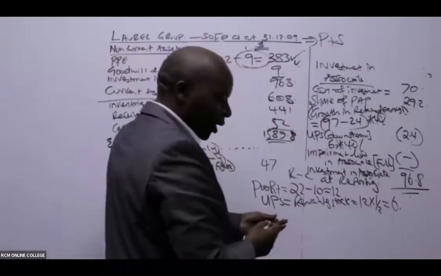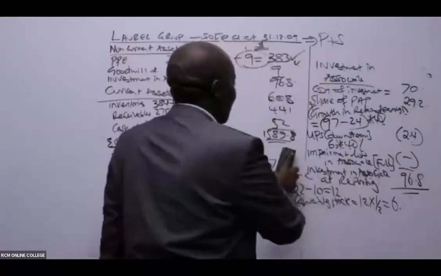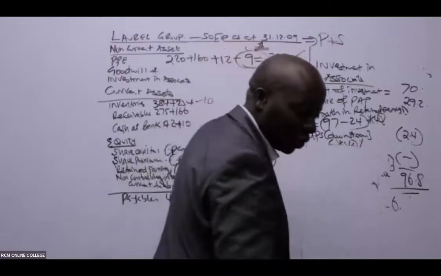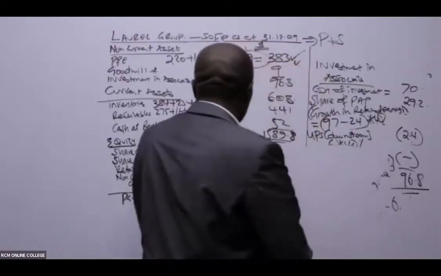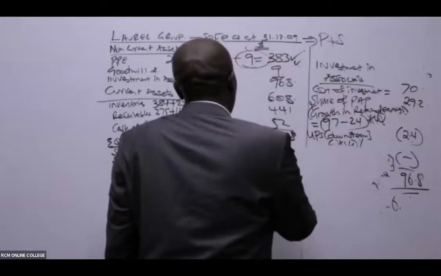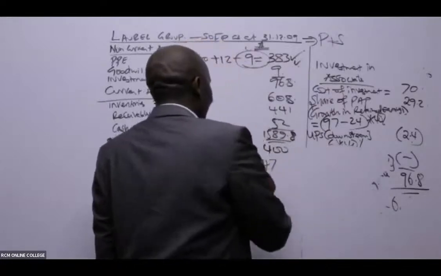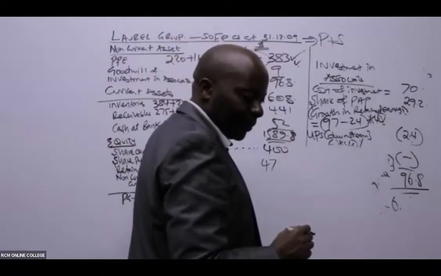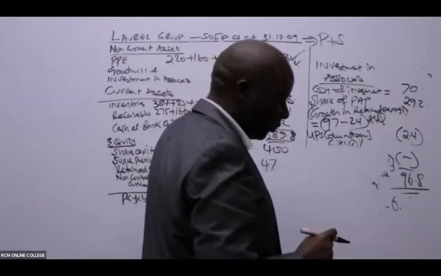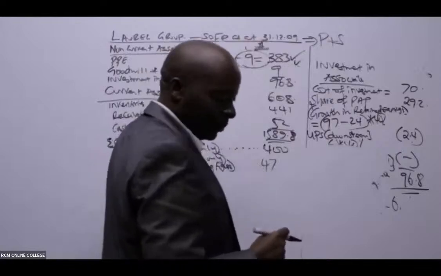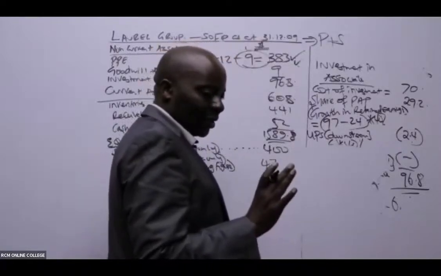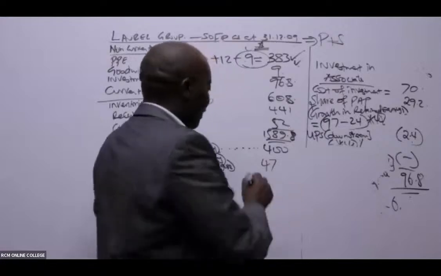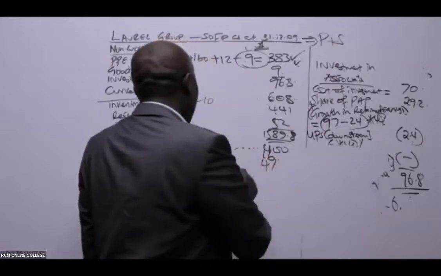Share capital, parent only, how much? 400. How about share premium, for the parent only? 16. Then retained earnings.